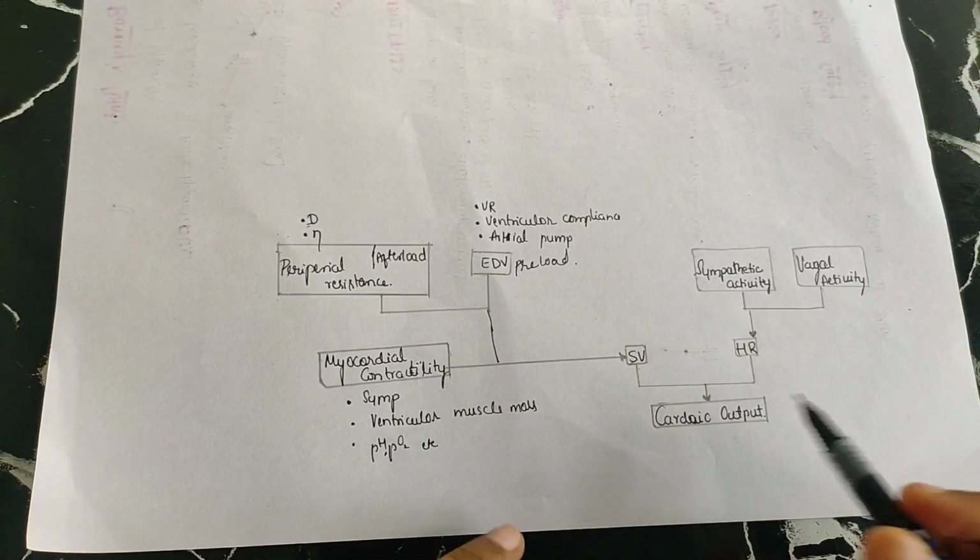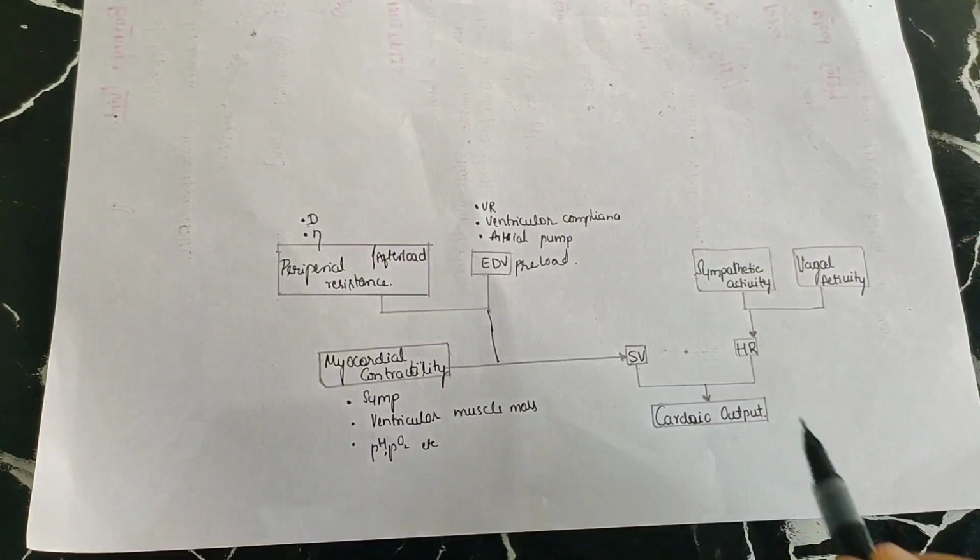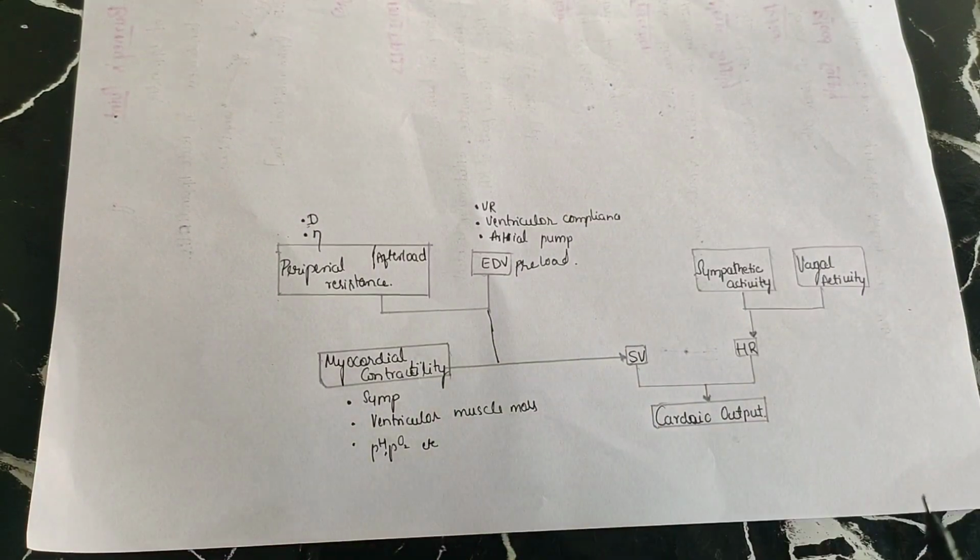This is a flowchart which shows the summary of the cardiac output, the factors on which the cardiac output depends.